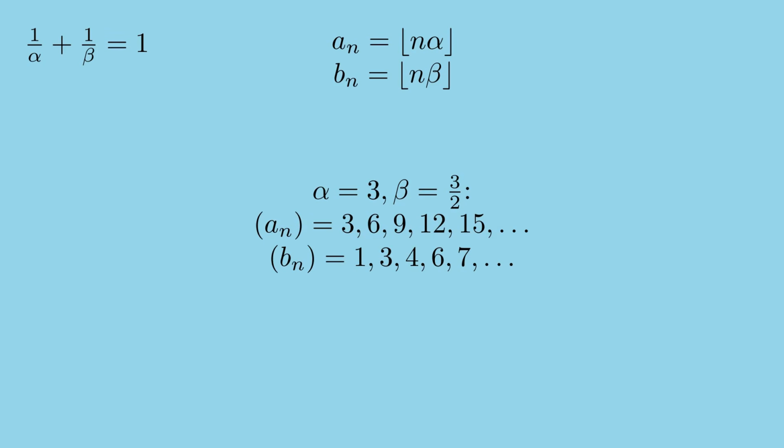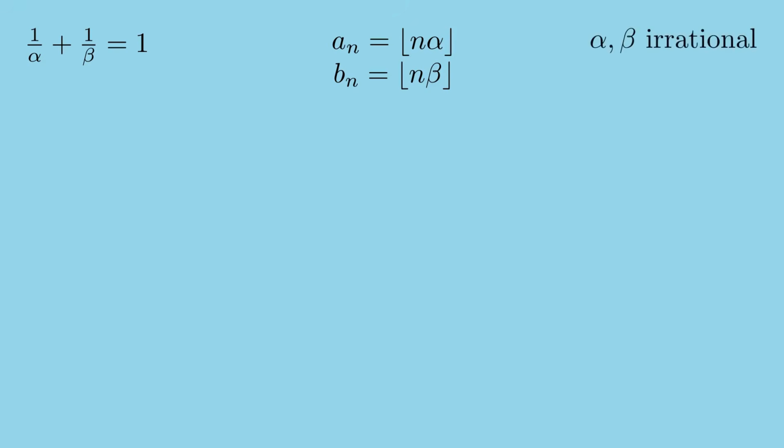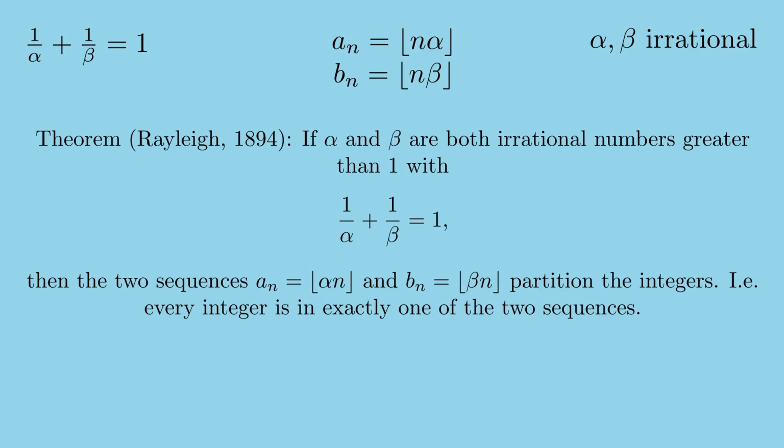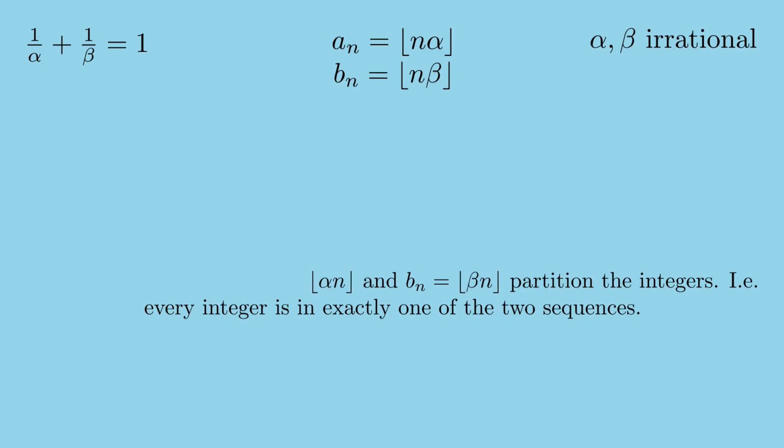What's the problem? The problem is that if alpha and beta are rational, they will eventually both hit the LCM of their numerators, and they therefore can't partition the integers 1 to 1, since they'll both hit the same number. So we'll assume that they're irrational. Now this is a true theorem, and we're going to investigate it.